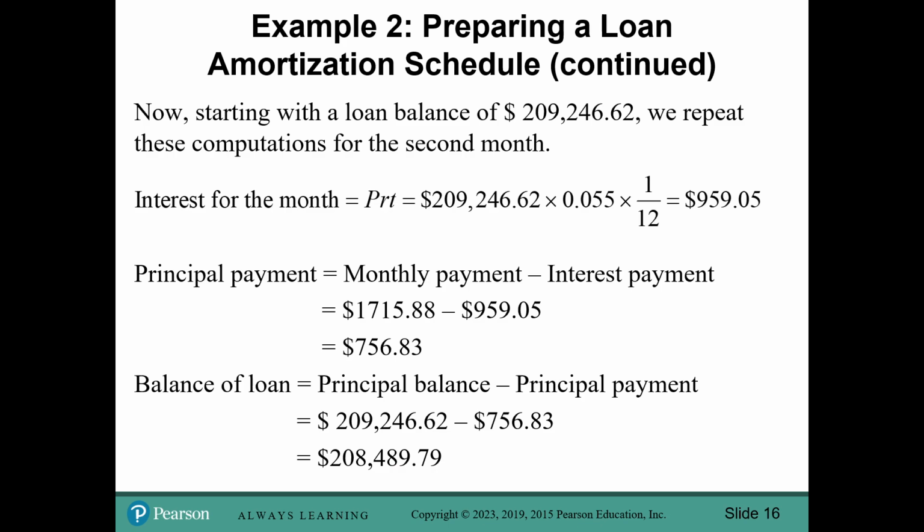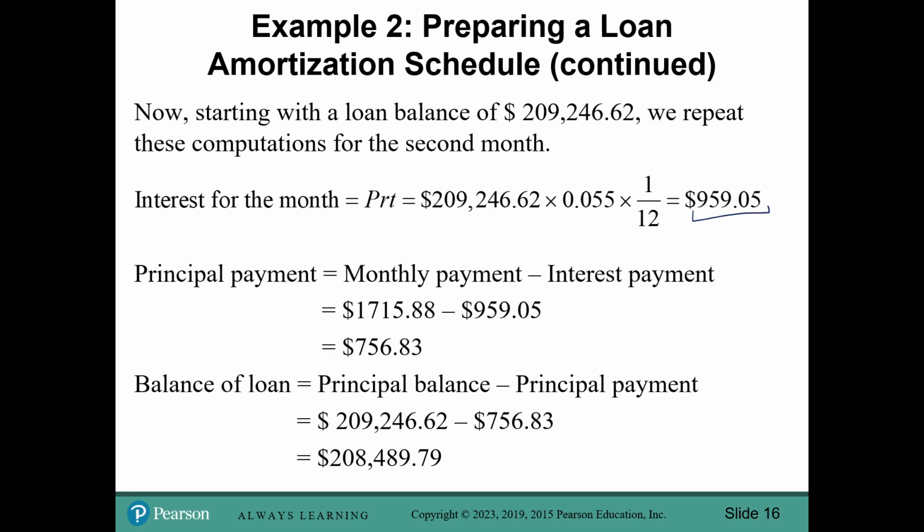Now, in order to calculate the next payment, we're going to start with a loan balance of $209,246.62, what we are left with after the first payment, and we're going to repeat these computations for the second month. So we look at the interest for the month, which is your PRT. So your principal times your rate times your time. So your $209,246.62 that was left on your principal after your first payment times your 5.5% interest times the 1/12 because we're paying a month at a time. That's going to give us the interest for the second month, which is $959.05. That's the amount of interest that comes out of our second month payment.